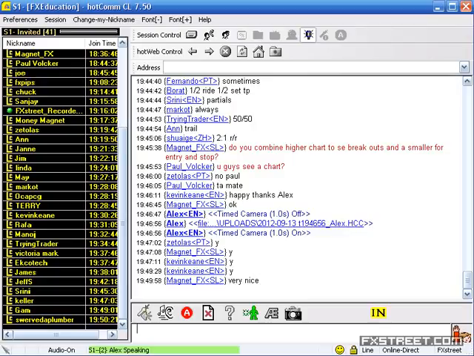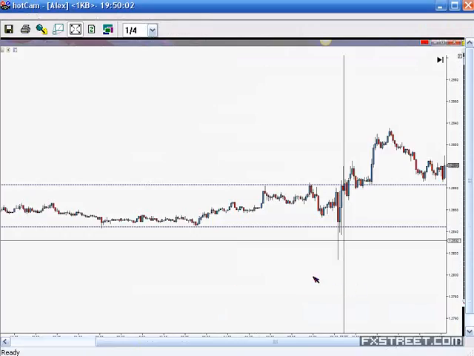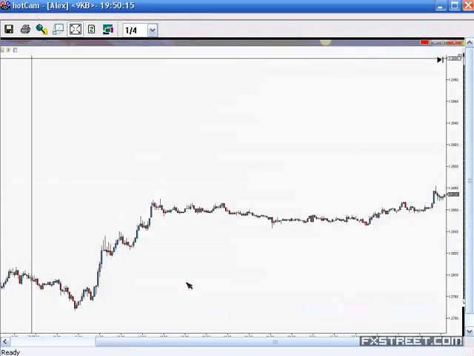Right, so let's go back in time. Now, you're not going to get an entry every single day with this. If you get an entry every single day, then you're obviously looking for it too hard. But ultimately, what you're looking to do is trade the highest probability setups.